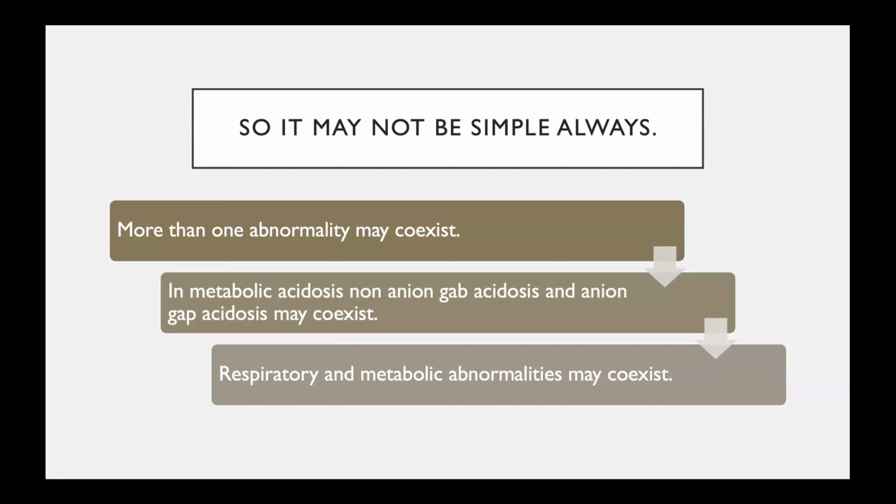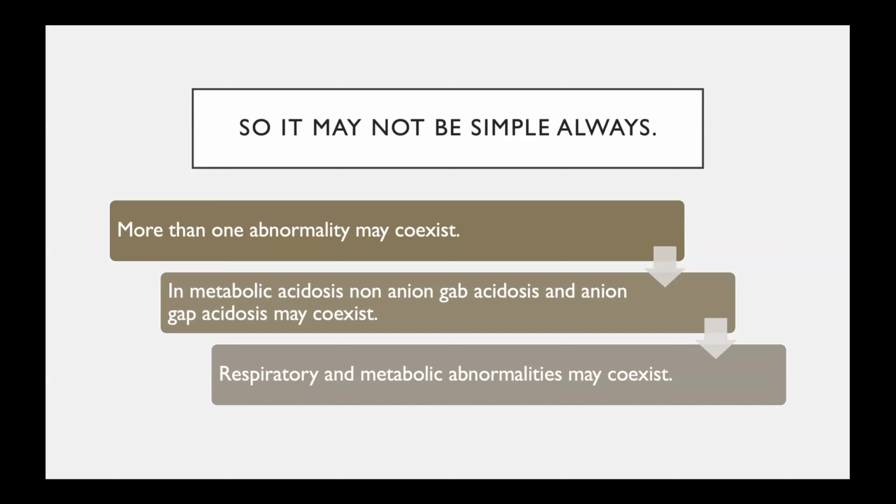In metabolic acidosis, non-anion gap acidosis and anion gap acidosis can coexist. In a particular patient, there could be anion gap acidosis and also non-gap acidosis. Like if a patient has diarrhea, they will lose bicarbonate in another way, not only due to the gap acidosis compensation. They will lose it by diarrhea. So in that patient, both could be present. We might think it is due to compensation.